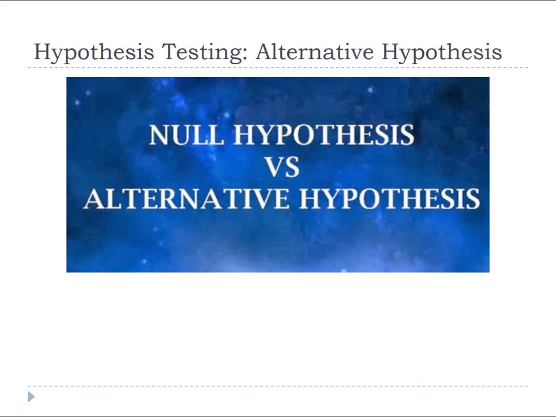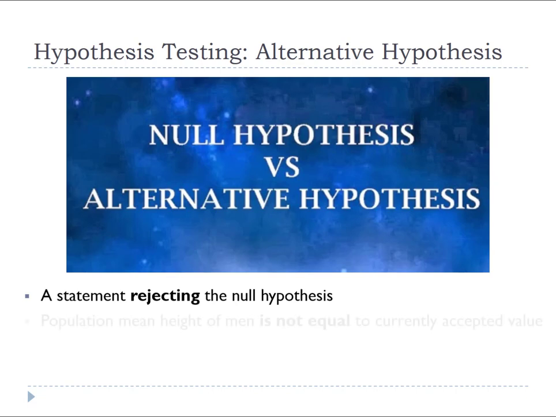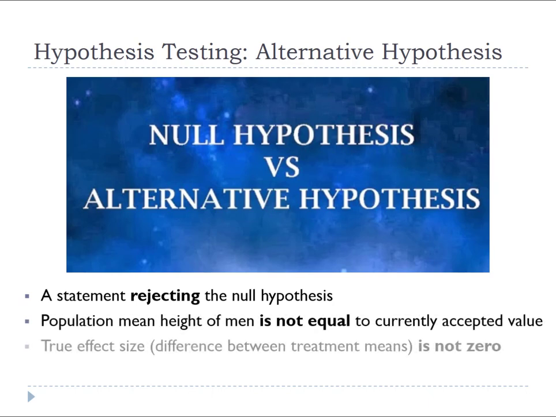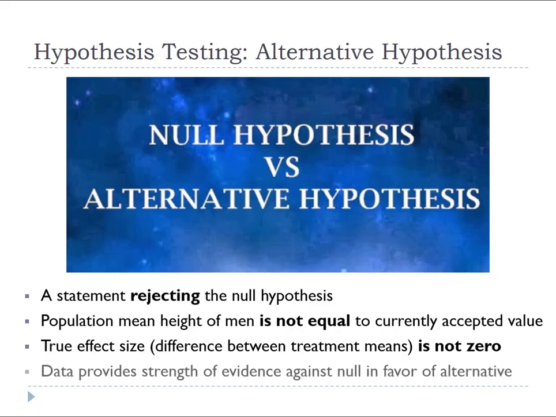The alternative hypothesis is a statement rejecting the null hypothesis. The alternative is our research hypothesis. It could be the hypothesis that the mean height of men in the US is not equal to the currently accepted value. It could be the hypothesis that the true effect size or difference between treatment means in the population is not zero. It could be that a particular coin is not fair. The data will provide the strength of the evidence against the null hypothesis in favor of the alternative hypothesis.